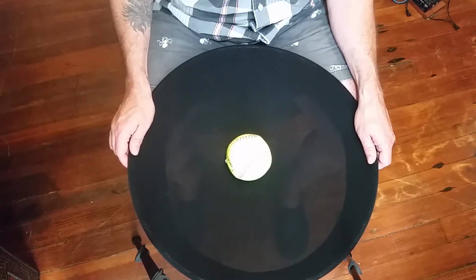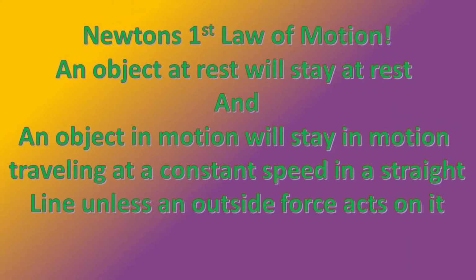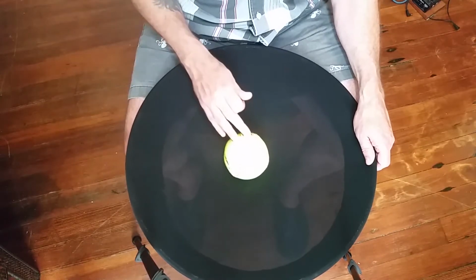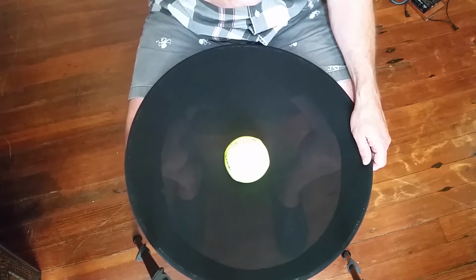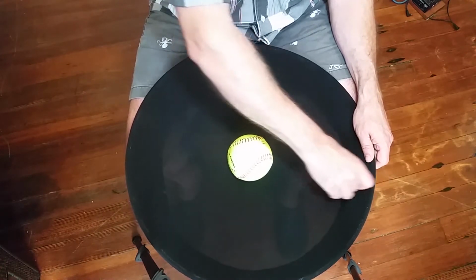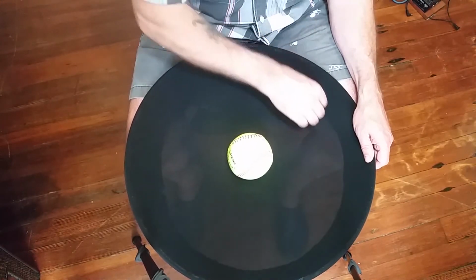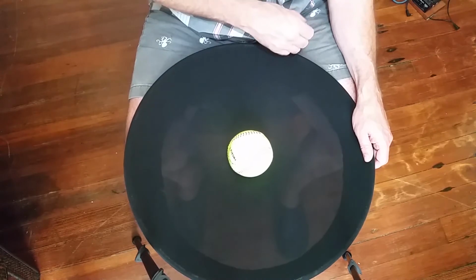That gets into Newton's first law of motion. An object at rest will stay at rest, and an object in motion will stay in motion, traveling at a constant speed in a straight line, unless an outside force acts on it. What Isaac Newton said is that if you are moving past an object in a straight line at the exact same speed that gravity is pulling you inwards, moving downwards through space and time towards that object, you'll fall all the way around that object and come right back to where you started.